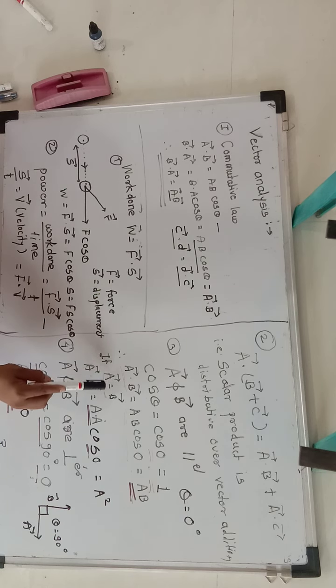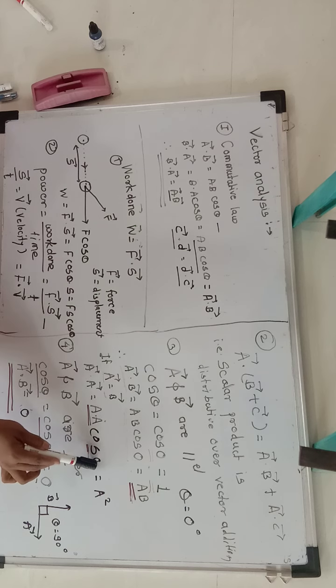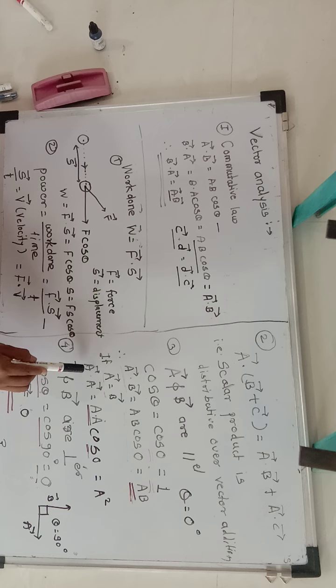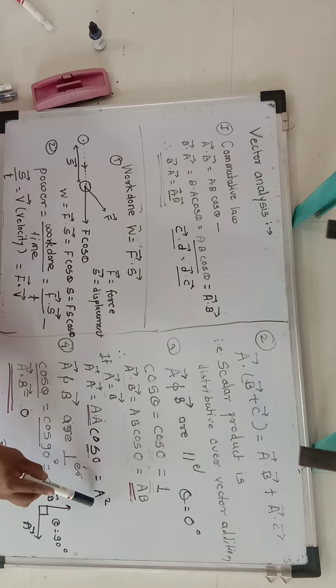Suppose a bar is equal to b bar. If a bar and b bar are the same, how can we write a bar dot a bar? A bar dot a bar means what? It is equal to a a cos theta. And what is theta? Theta is equal to 0. So a a into cos 0 is equal to a square. This means the scalar product of a vector with itself is equal to the square of its magnitude. This is the third property.